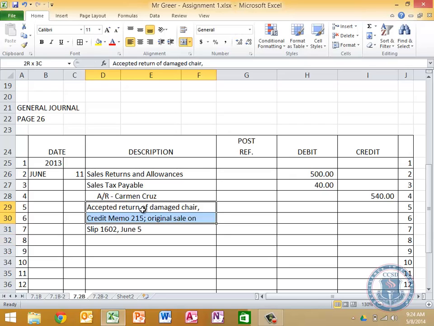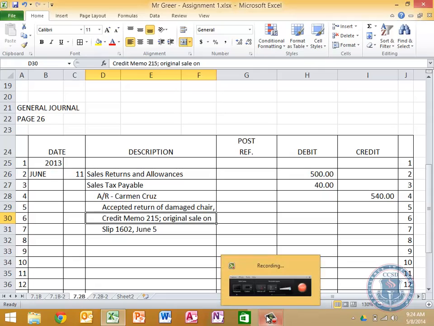Why am I writing so much information on there? Audit trail. If I get hit by a bus, someone else can come see what I did in the general journal, and there's no question. I'm not hiding anything. Now I'm going to hit Control S to save this. I'm going to go down to Camtasia and hit pause.